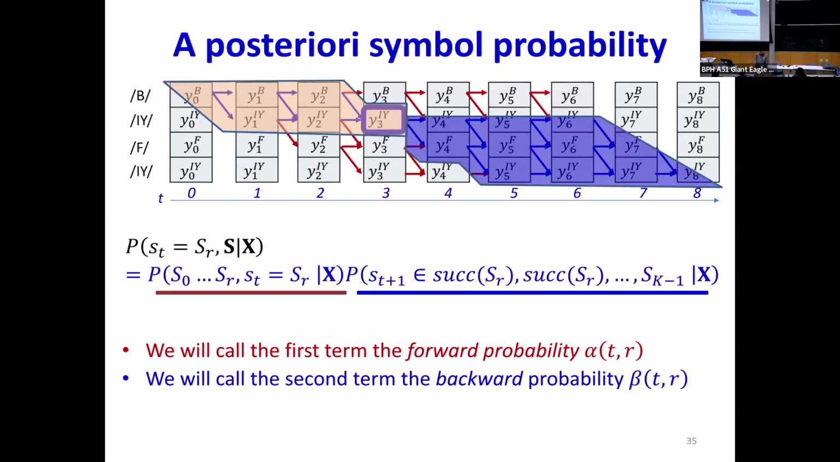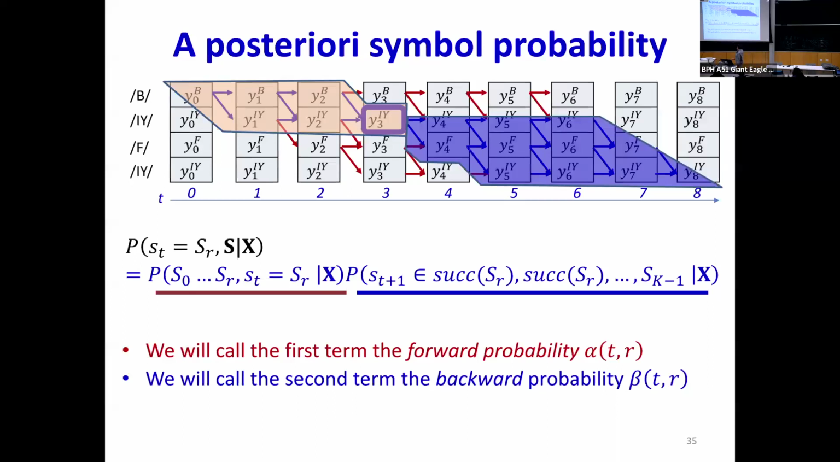So I can simply decompose this probability as the probability of the pink graph times the probability of the blue graph. I'm going to call the first term, the probability of the pink graph, the forward probability. It's the total probability of all alignments for the initial portion of the sequence that end up aligning the third input in this case to the symbol E. I'm going to call the second term, the portion that's in blue, the backward probability, which is the portion of the graph that starts off with aligning the third input to the symbol E, and aligns the rest of the input to the remaining portion of the label sequence.